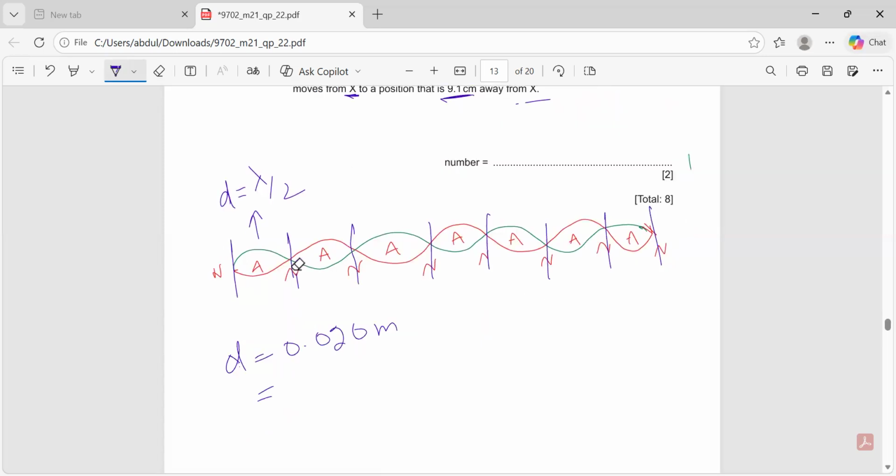So, my dear friends, in terms of centimeters, how much it will be? It will be equal to 2 centimeters, because we multiply this 0.02 with 100. Wait a minute. 0.02 times 100. Answer is 2 centimeters.